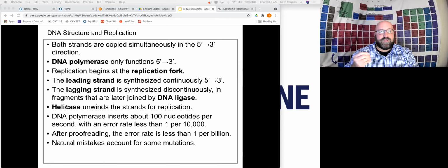DNA polymerase will insert about 100 nucleotides per second with an error rate of less than 1 per 10,000. Pretty exact process. And then the cells basically proofread. After that, the error rate ends up at less than 1 per billion. There are still some natural mistakes that occur, and those account for some mutations, which we will be talking about.